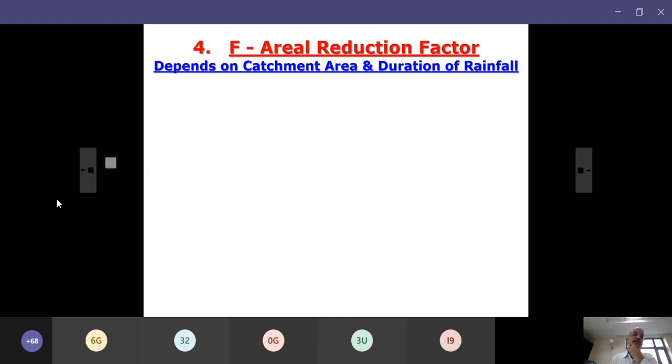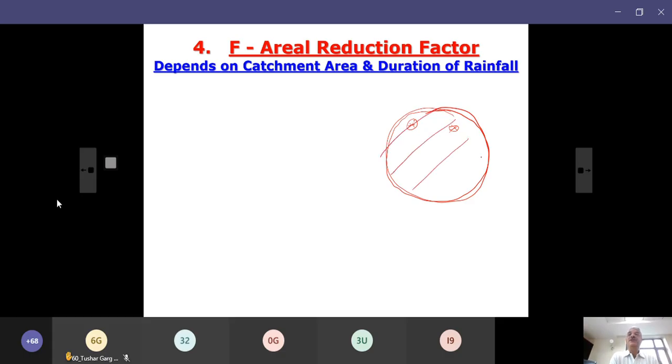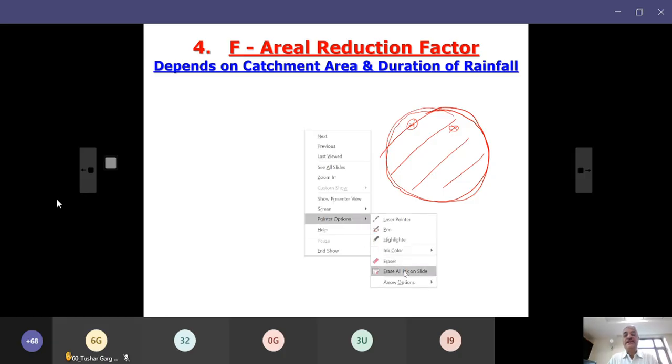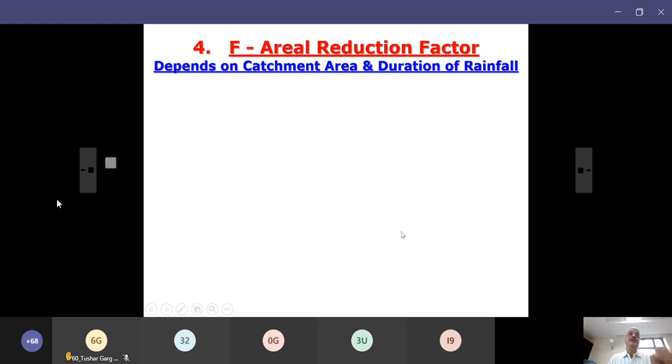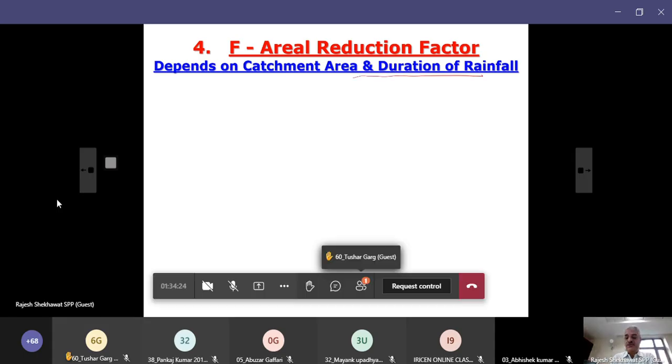F is aerial reduction factor. Now, this is my catchment area. My rainfall is somewhere here or maybe at 2 rain gauging point. And its effect I am taking over whole of the catchment. That is what averaging I am doing. So for converting this point rainfall into aerial rainfall distributed over an area, I apply an aerial reduction factor. Its effect over complete area will be less. So this factor will be always less than 1. So this is called aerial reduction factor. It again depends on catchment area and duration of rainfall.